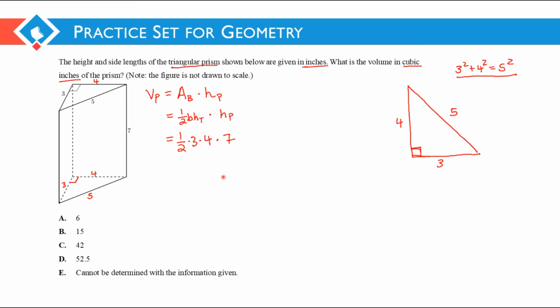So 1/2 times 3 times 4 times 7, and we can put these in parentheses if needed, but it won't really make a big difference. And here we have 1/2 times 12, so 1/2 times 12 times 7. 1/2 times 12 is equal to 6, times 7 is equal to 42 inches cubed. So our correct answer is 42 inches cubed, or 42 cubic inches. Therefore, our correct answer in this case is going to be C for Captain America.